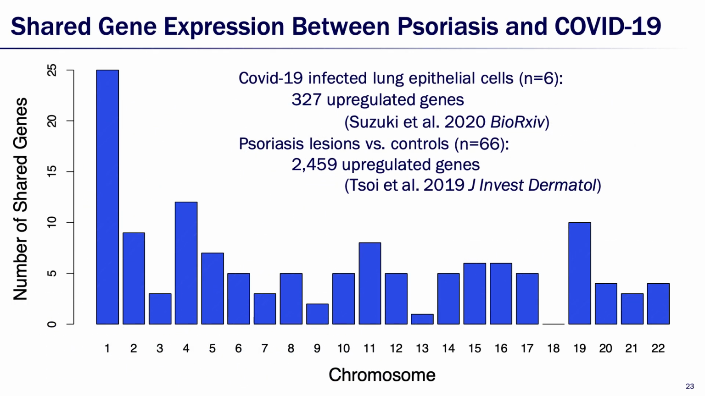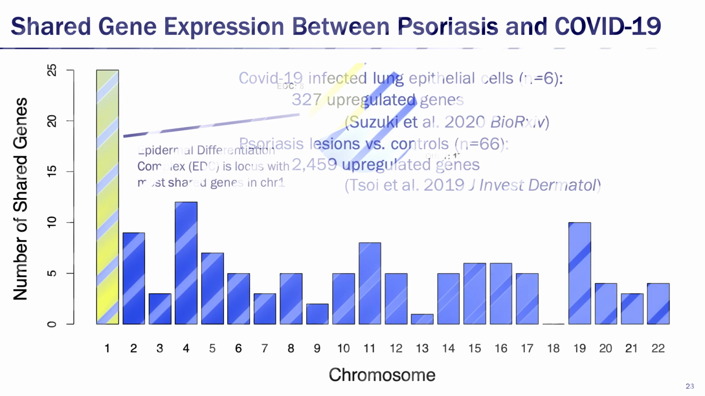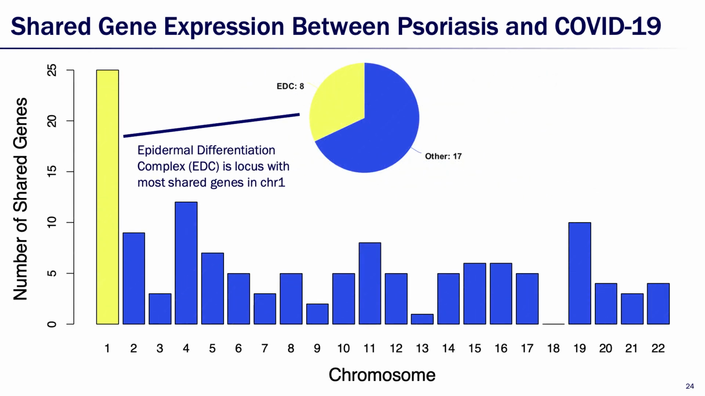Then we looked at the gene expression in COVID-19 infected lung epithelial cells. We found a reasonably large number of them as being significantly differentially expressed in chromosome 1, particularly in the region for the epidermal differentiation complex. And these are important for psoriasis, and particularly maybe the relationship between psoriasis and infections.